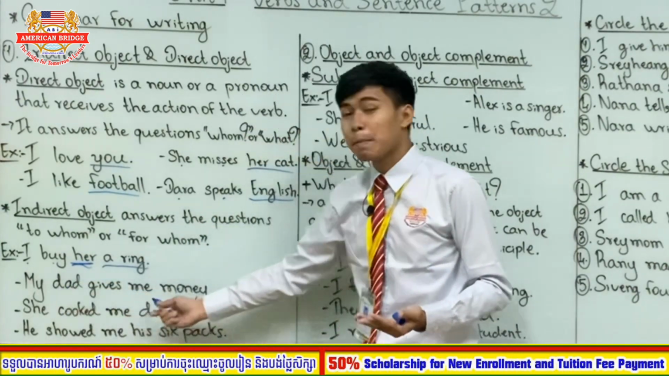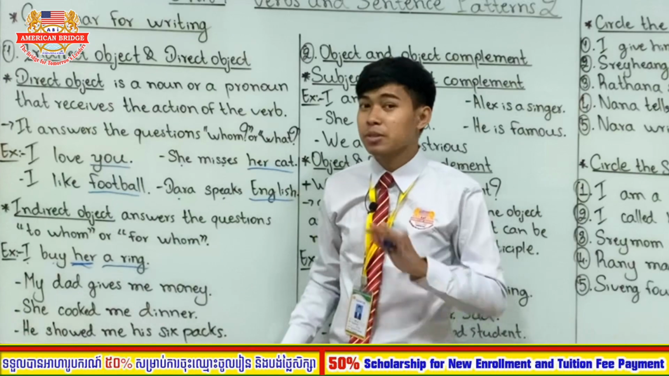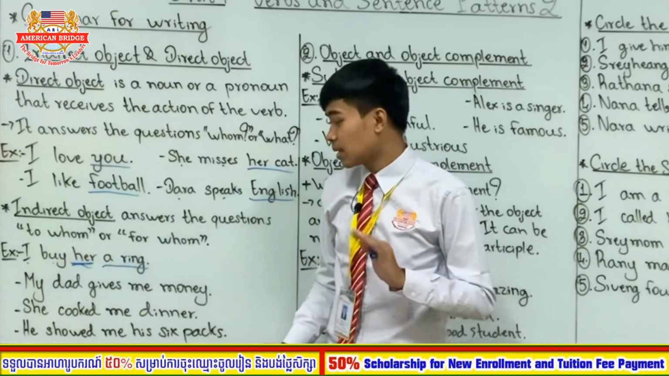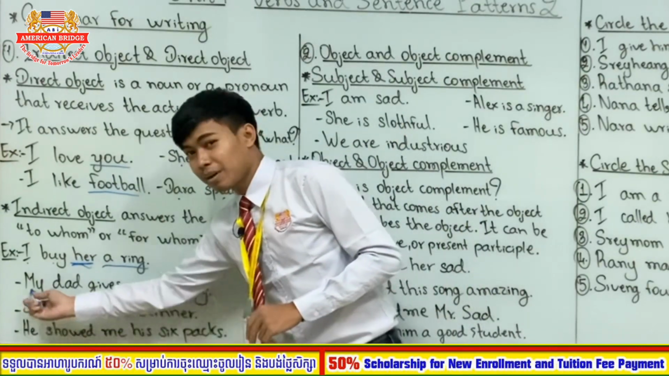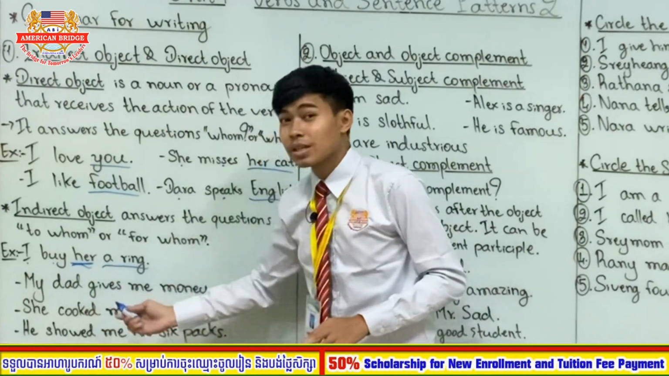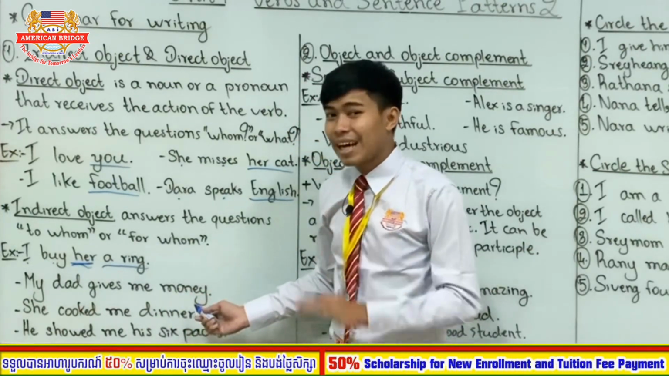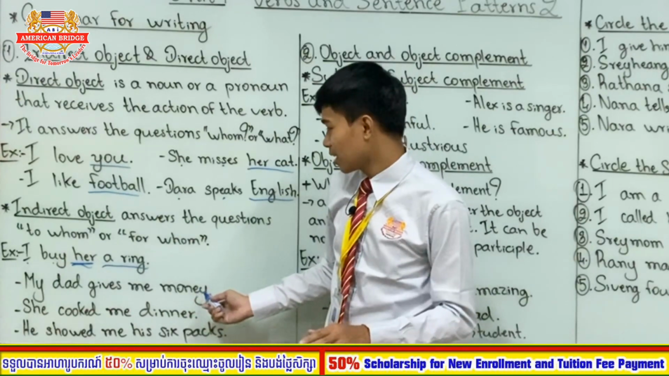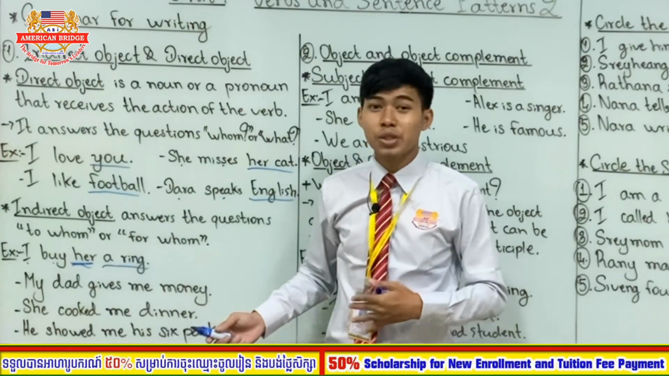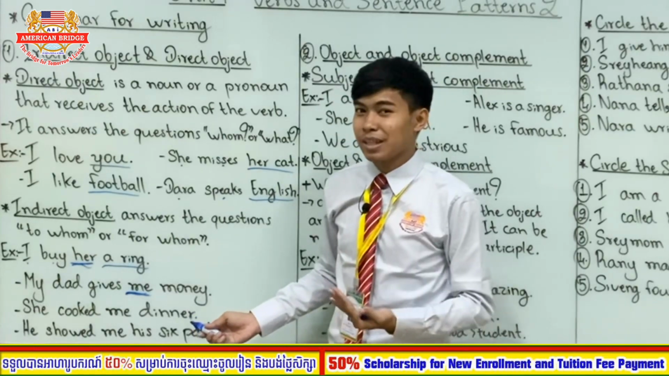My dad gives me money. So now let's identify what is the subject, what is the verb, what is the direct object, and what is the indirect object. So the subject is my dad, right? So my dad is the subject. How about the verb? The verb is gives. Gives what? Gives money. So money here is the direct object. How about the indirect object? Indirect object here answers the question to whom. So my dad gives money to whom? To me. So me here is the indirect object, right?